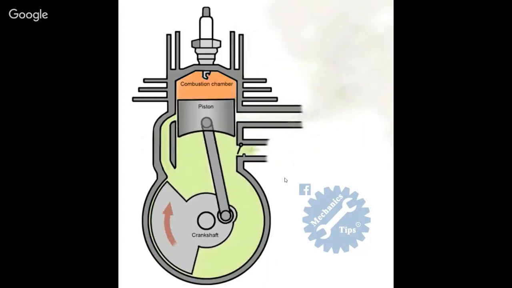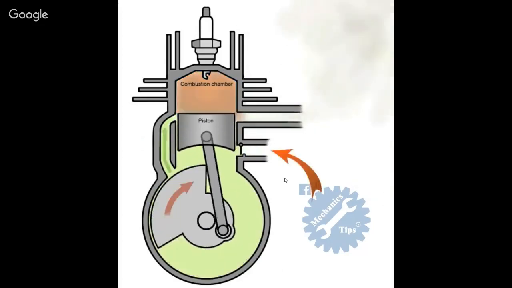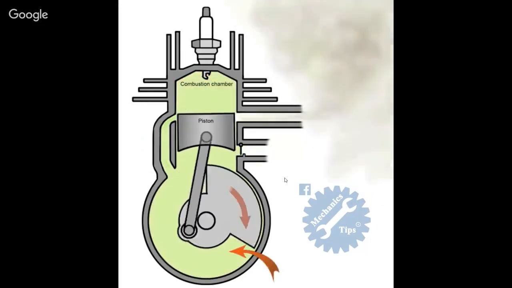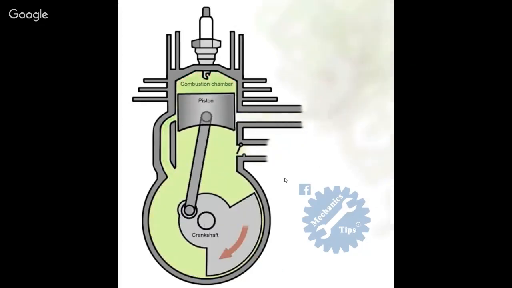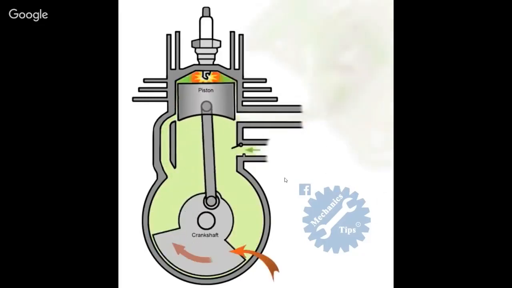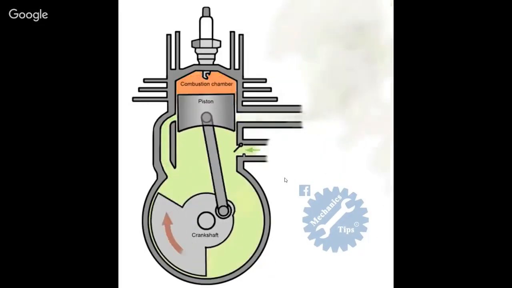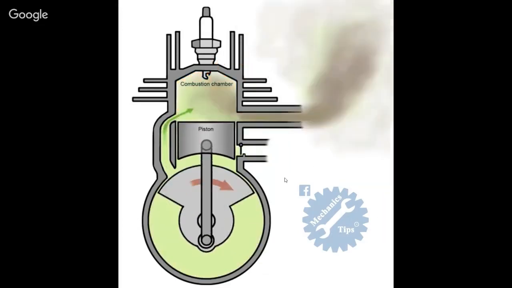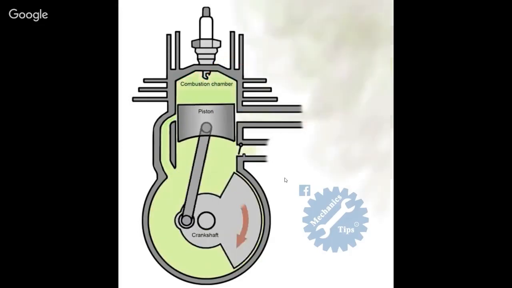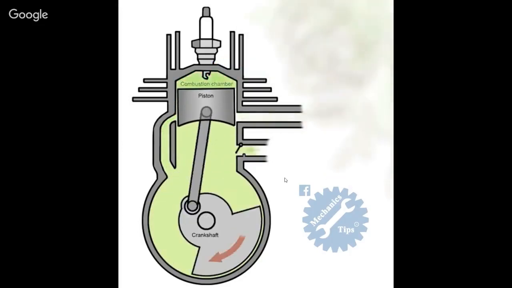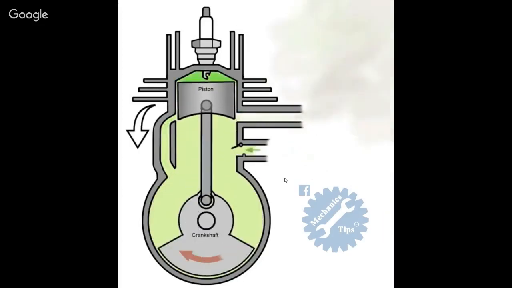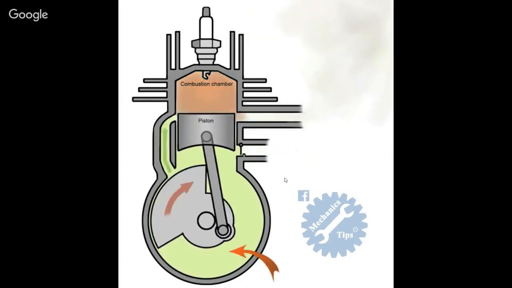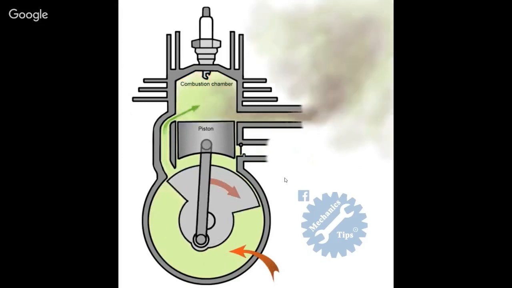Okay. See, you have to understand these operations very carefully because all are taking place almost simultaneously. In the two-stroke engine, the cycle is completed by two strokes of the piston. That means in each stroke, two operations take place. Suction and compression in one stroke, and expansion and exhaust in another stroke.